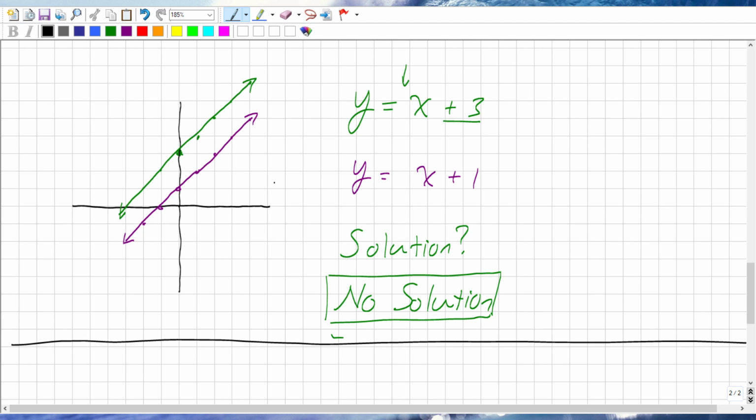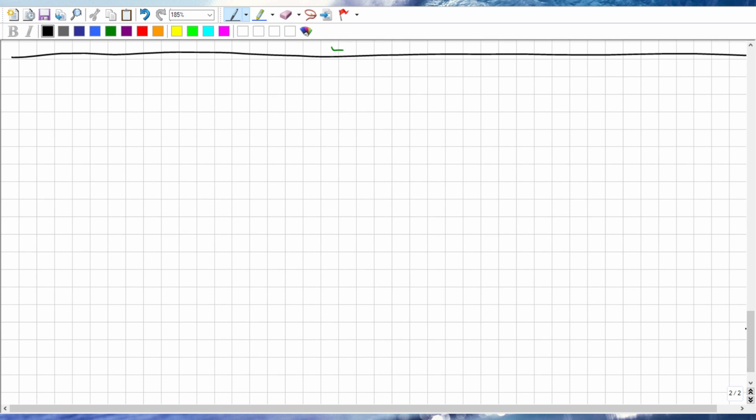Oh, by the way, what do you think would happen if they ended up being the same line? Like if I had y is equal to x plus 1 and then I chose to graph y is equal to x plus 1 again. What's going to happen there? They become the same line, right? And if they're the same line, how many solutions do you have? You'd have infinite solutions. Okay, so no solution is if they're parallel. Infinite solutions is if they're the same line. Let's move on.